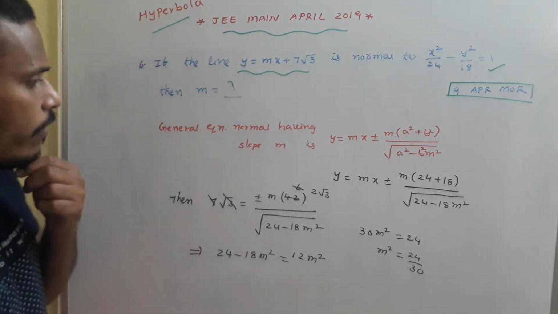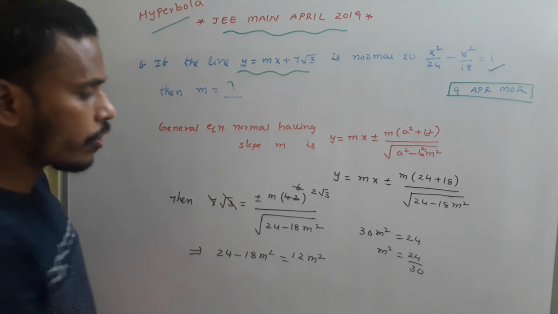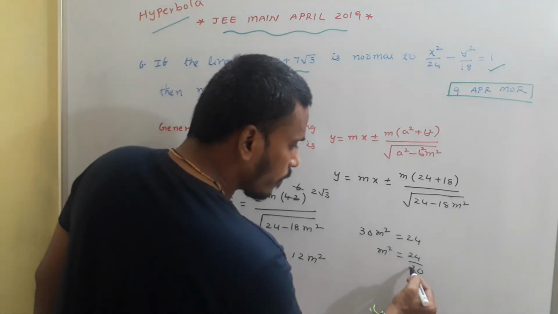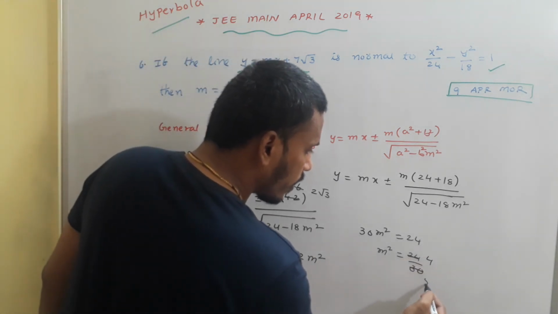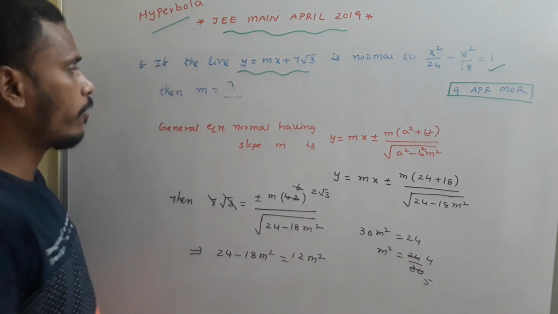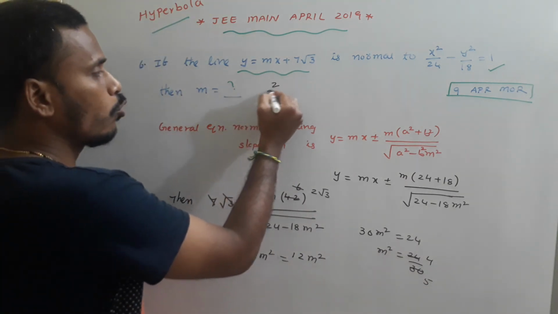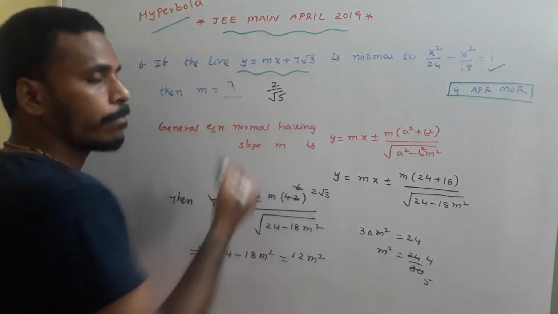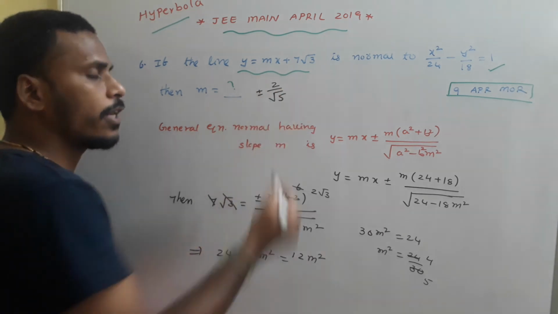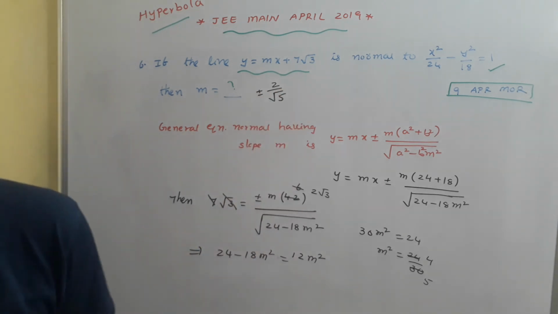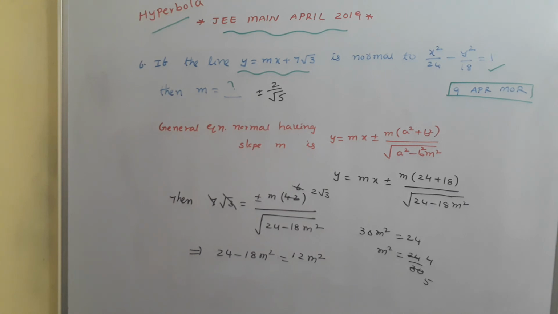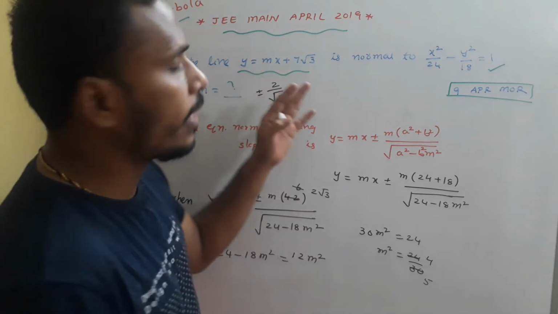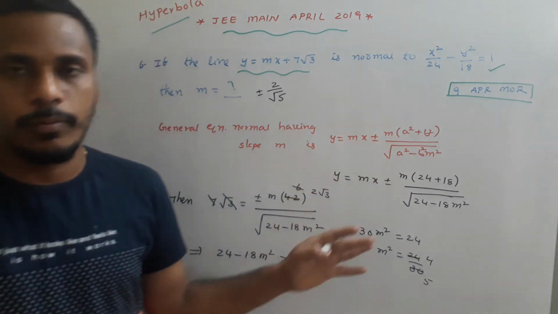Our task is to find the value of m, right? So you just try to simplify here. 24/30, 6 fours and then 6 fives. 4/5. And m is 2/√5. Okay? Or you may say ± 2/√5. Have a look. That's the problem. Okay, and finally these are the questions from JEE Main April 2019 related to hyperbola, right?